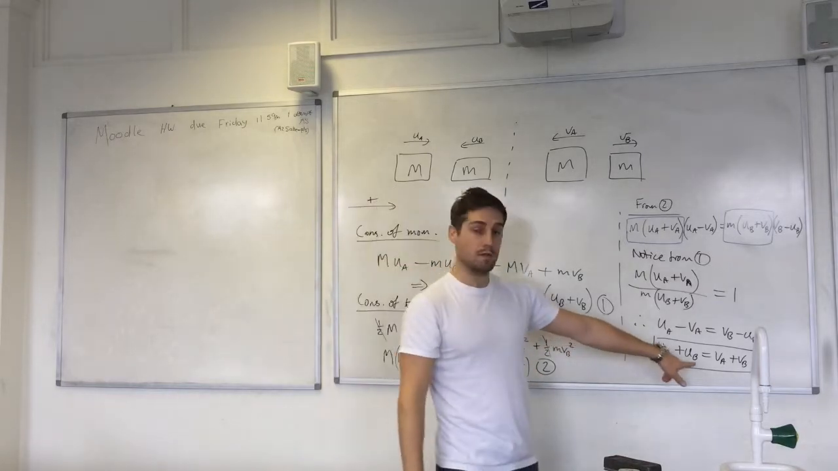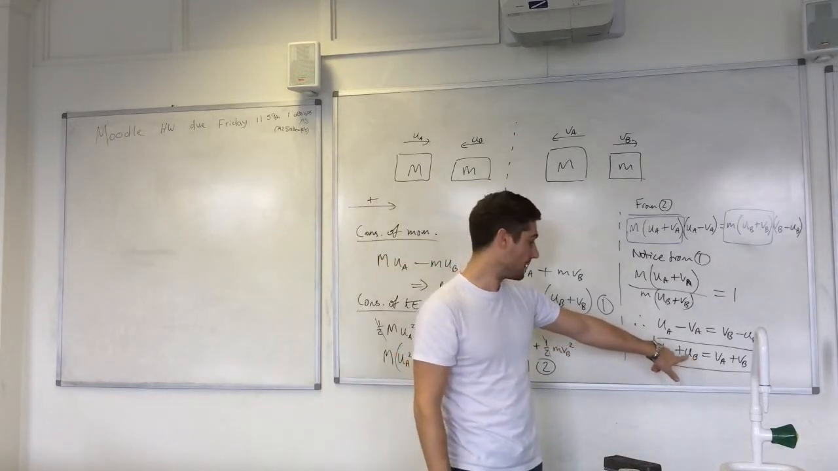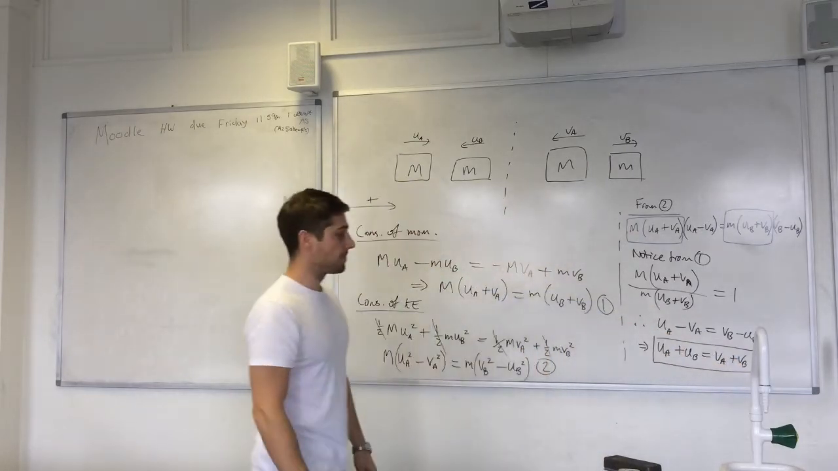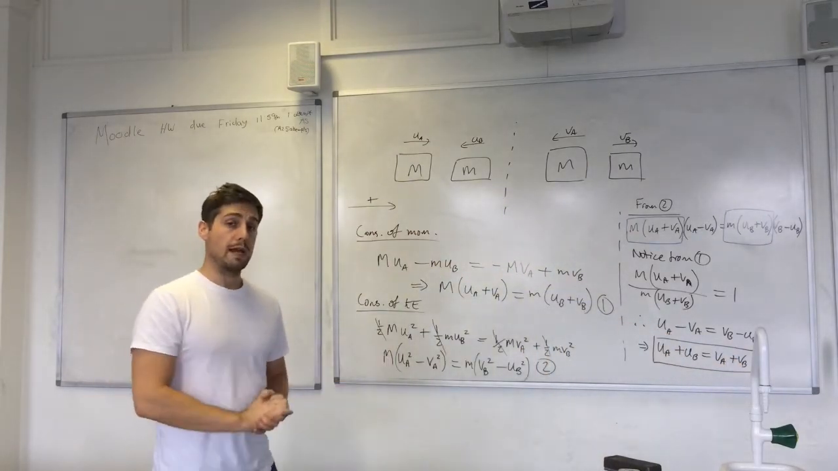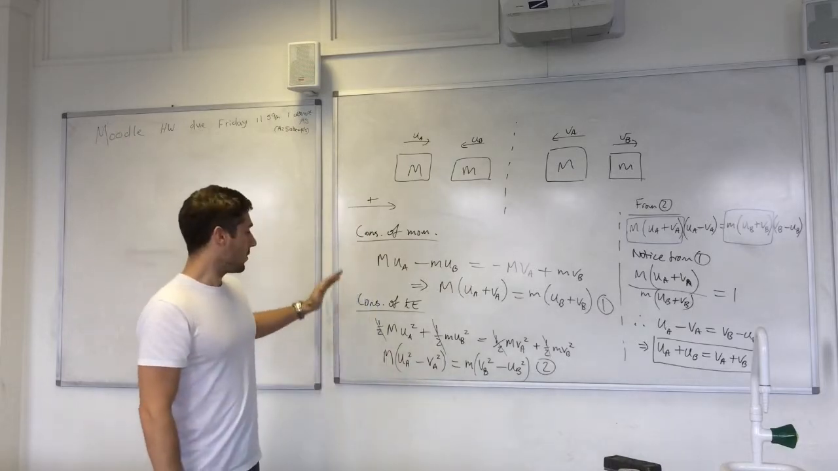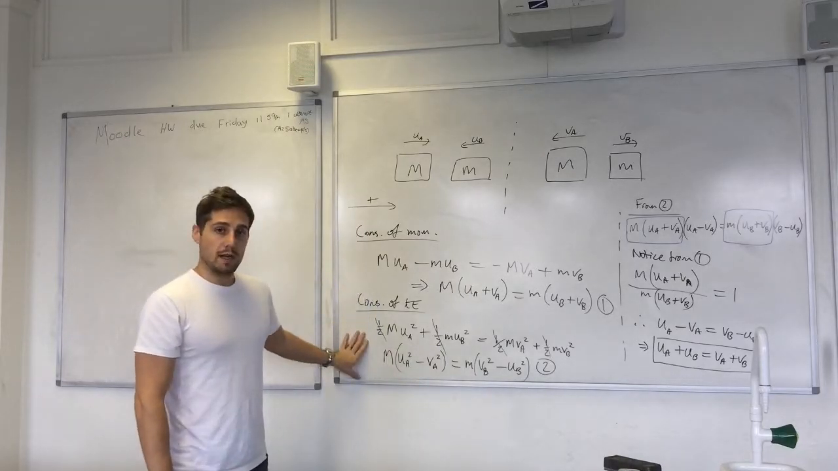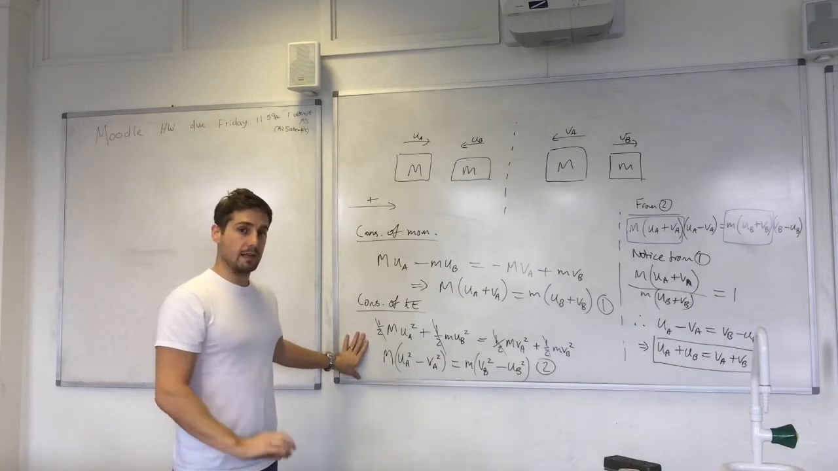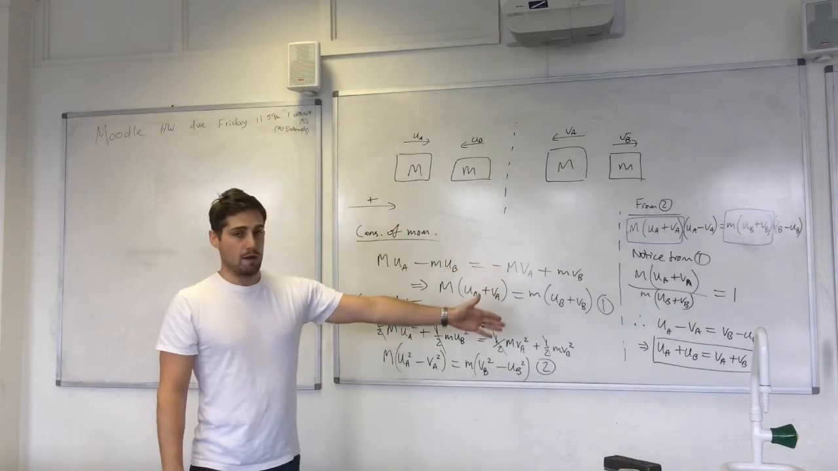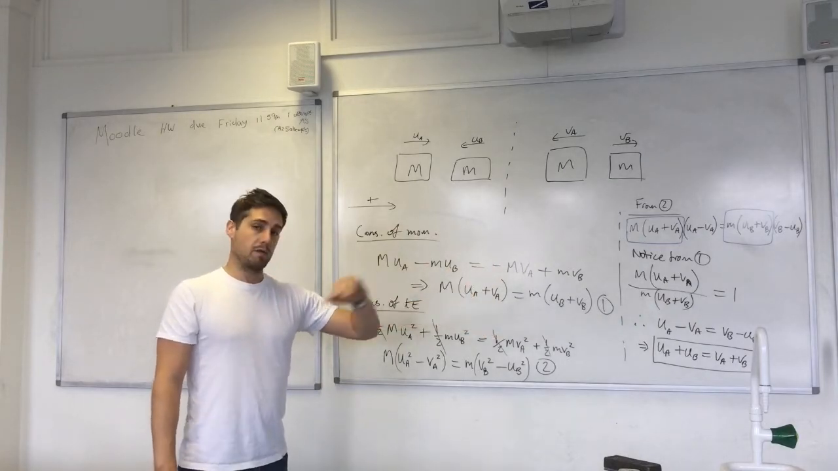The sum of the initial velocities is equal to the sum of the final velocities. And that only applies to elastic collisions. It does not apply to inelastic collisions because the kinetic energy of an inelastic collision is not conserved. So we can't use that equation, and therefore we can't arrive at that final equation there.